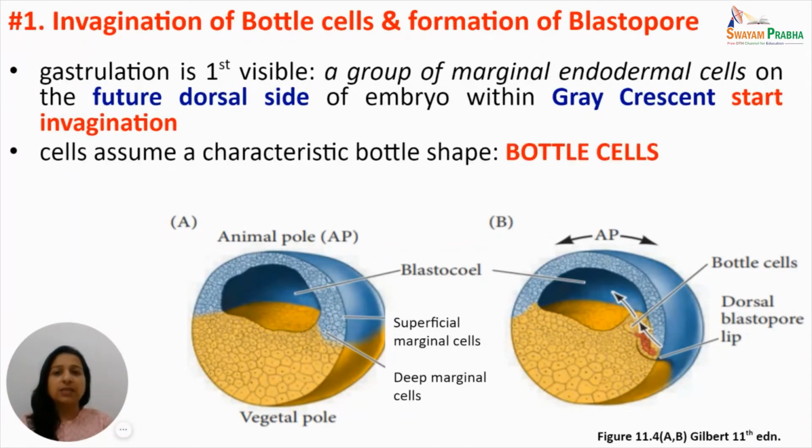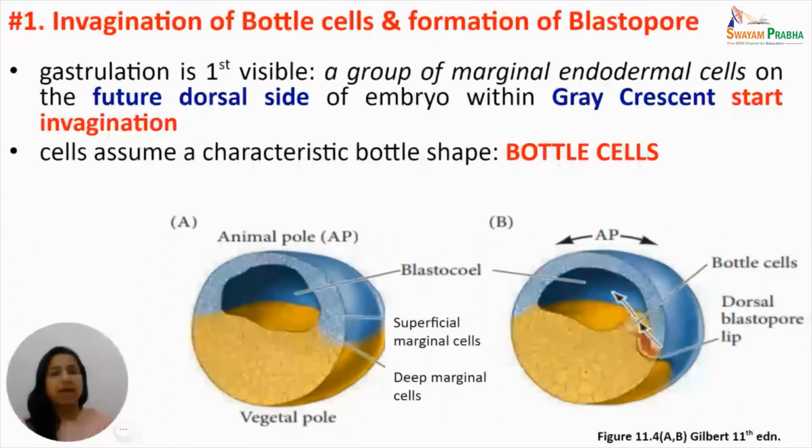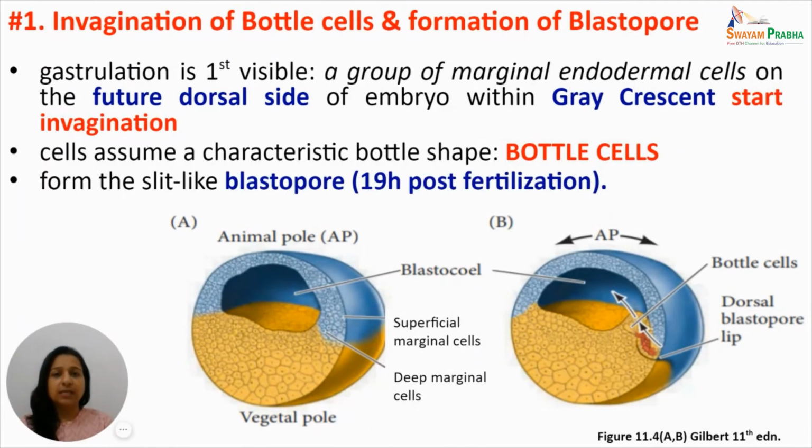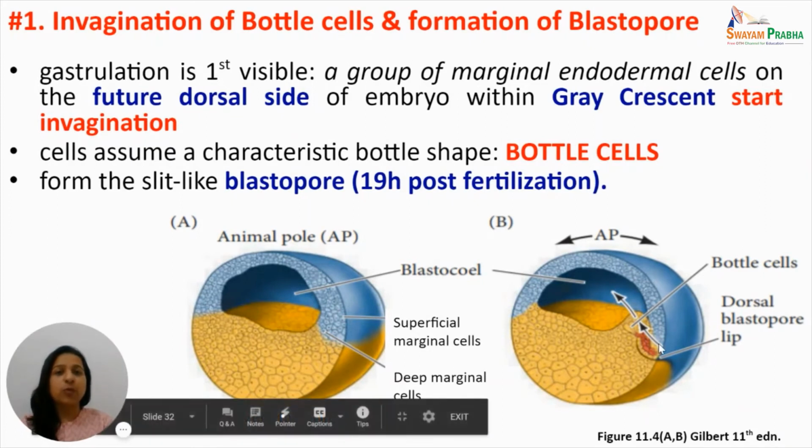Now, these cells assume a characteristic bottle shape. That is, the neck of the cells is still attached to the outside of the embryo while their inner sides start to elongate. Thus, they have a long neck and a fat inner side, which is present on the Gray Crescent area of the embryo. And these cells with the characteristic bottle shape are then known as bottle cells. And these bottle cells start to form a slit-like blastopore, as shown here.